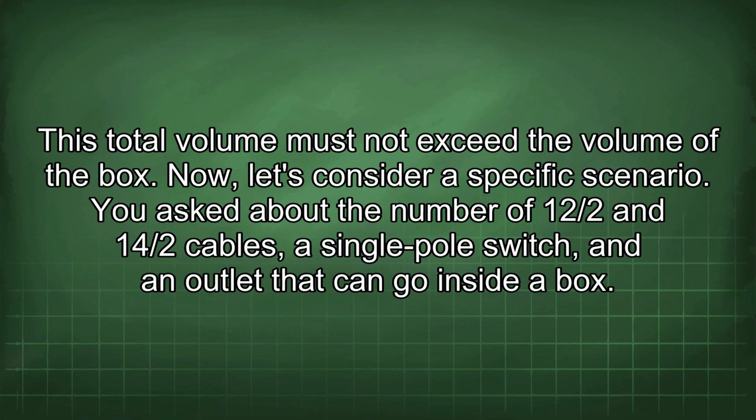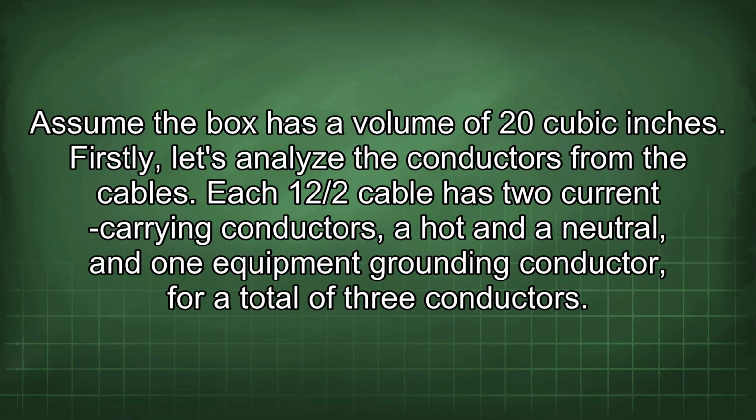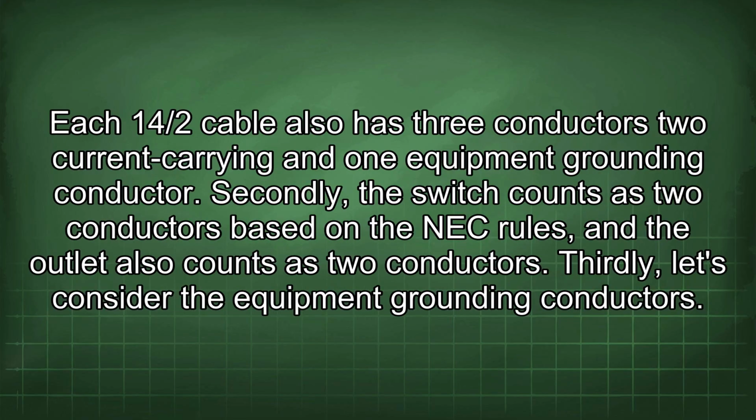Now let's consider a specific scenario. You asked about the number of 12/2 and 14/2 cables, a single pole switch, and an outlet that can go inside a box. Assume the box has a volume of 20 cubic inches. Firstly, let's analyze the conductors from the cables. Each 12/2 cable has two current carrying conductors, a hot and a neutral, and one equipment grounding conductor for a total of 3 conductors. Each 14/2 cable also has 3 conductors, 2 current carrying and 1 equipment grounding conductor.